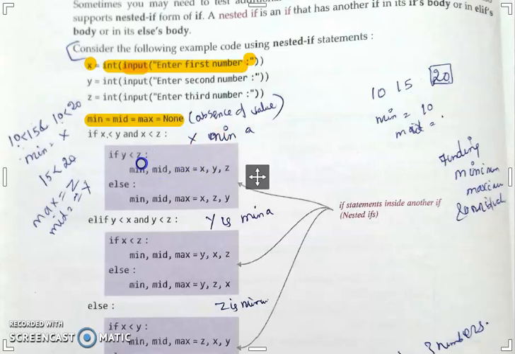X is assigned to the min and y is assigned to the mid, and z contains the largest value, which will be assigned to the max. Suppose this statement is false, meaning that y contains the greater value. So in this case, the maximum value is assigned to y. Okay, understand?